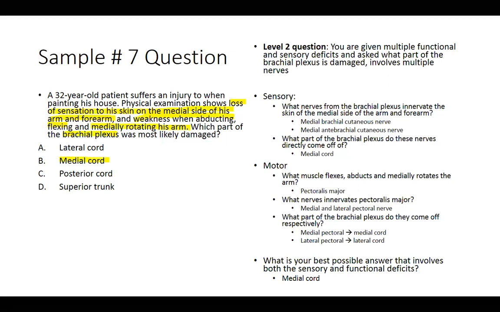Why isn't it a lateral cord? Well, if you recall, off the lateral cord, the only nerve that's coming off of there is your lateral pectoral nerve. So the only deficit you would most likely have is weakness when abducting, flexing, and medially rotating the arm, right? Why not posterior cord? If you recall, posterior cord, you got your upper and lower subscapular nerve, right? You have thoracodorsal, and I told you earlier, thoracodorsal adducts, extends, and medially rotates the arm. So you don't have that deficit at all here in itself.